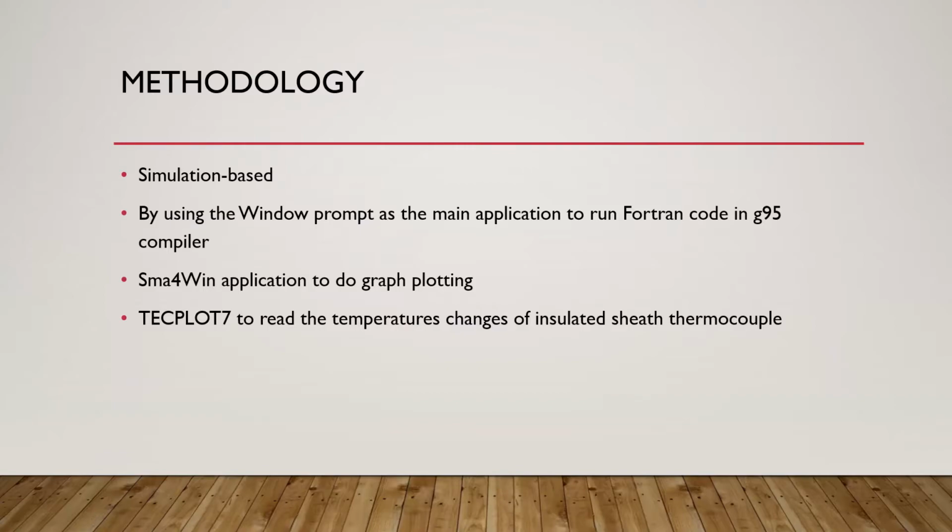Now we will talk about how to do these experiments, which is the methodology. This is a simulation-based experiment. The way I get the results is by using the Windows Command Prompt as the main application to run Fortran code in the G95 compiler. The second thing is that I will be using the SM4 Green application for graph plotting, and also Plot 7 to read the temperature changes of the insulated sheet thermocouple.